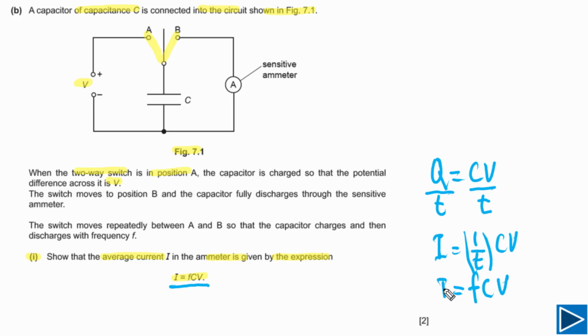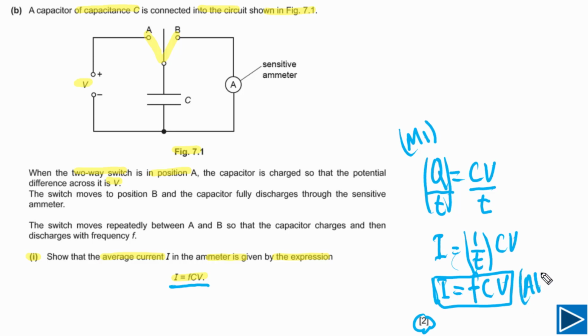So finally we have got I is equal to FCV. This question has 2 marks. In this derivation, if you have included Q over T, you will get 1 mark, and that is the M1 mark. This must be in your derivation. And the second mark you will get if you have got this correct answer, and that is the A mark.